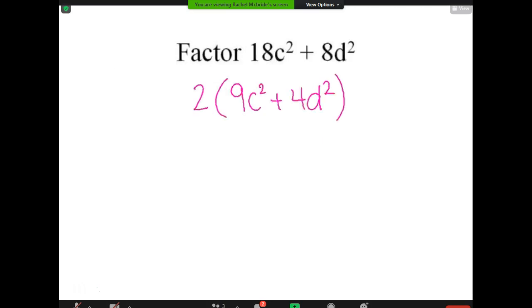And then the last warm-up question is once again a GCF. You take out the GCF of 18 and 8, which is 2, leaving behind 9c squared plus 4d squared. Now don't let this one confuse you with the last one. This is a sum of perfect squares, which does not factor the same way as a difference of squares.